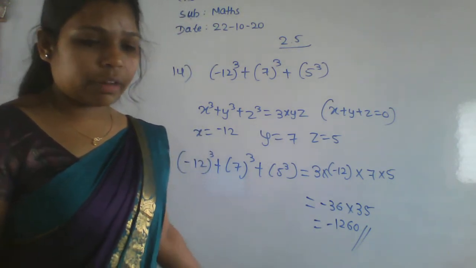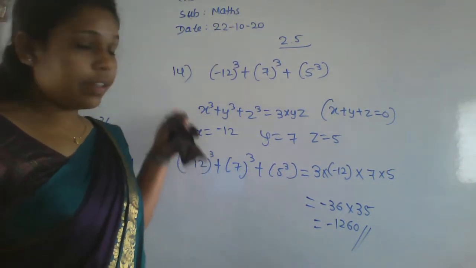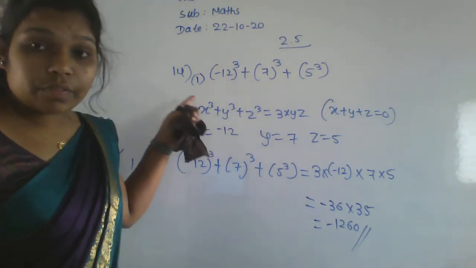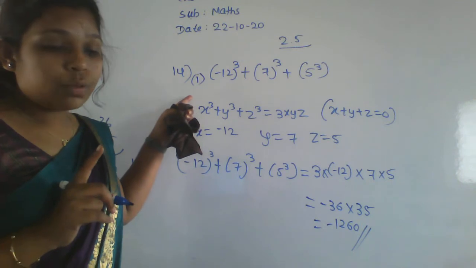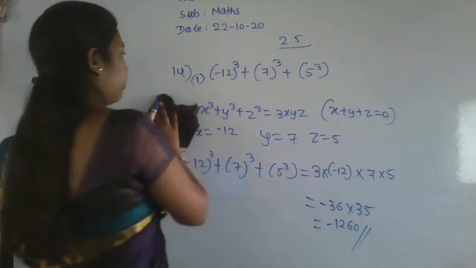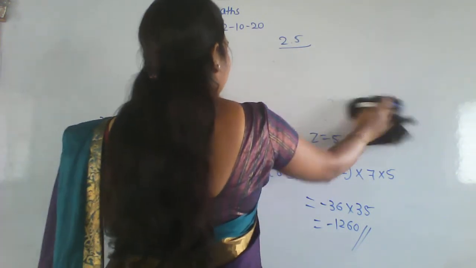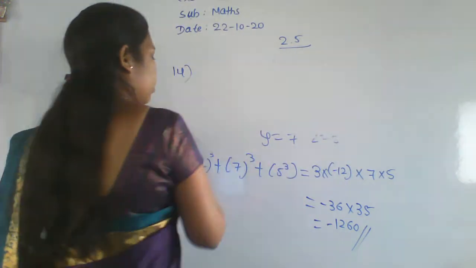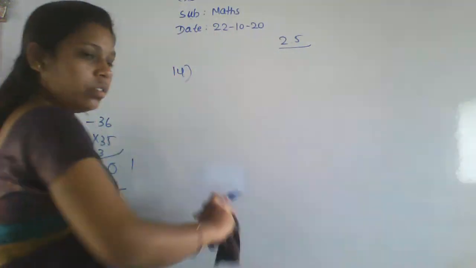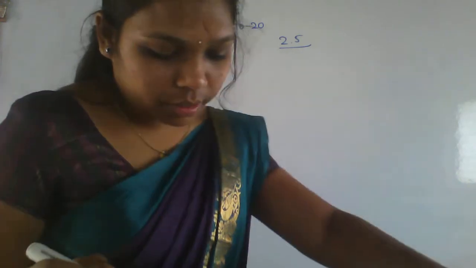Getting everyone? Okay, fine. Next, we'll move to the second question. Same as the first one, we have to solve the second one also. This is the 14th May. In 14th May, this is the first problem, right? So now we are going to do the second problem. Second one. What is the given second one?